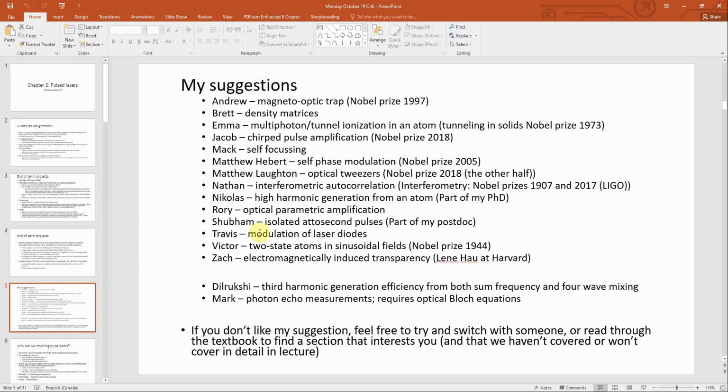Okay, so my suggestions. I put little notes next to it, like why it might be important. Not all of them have that. That doesn't mean it's not important. It probably means that it was simply predating when lasers were often awarded Nobel Prizes.